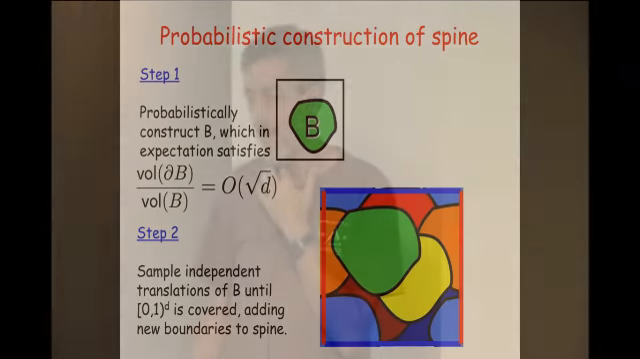Because it has some positive volume, exponentially small in d but positive, this process will end. What you get when it ends is a spine, and this is a spine that defines the bubble. And because of this property, what you need to show is that this property is maintained, the ratio of volume to surface area remains. Because it covers the entire space. Yes, you'll cover the entire space.